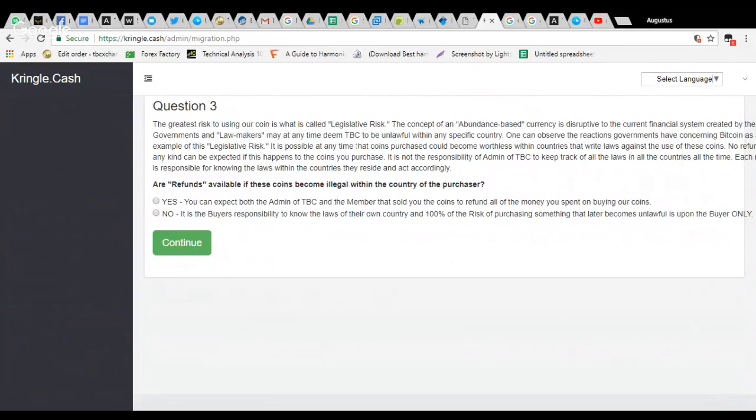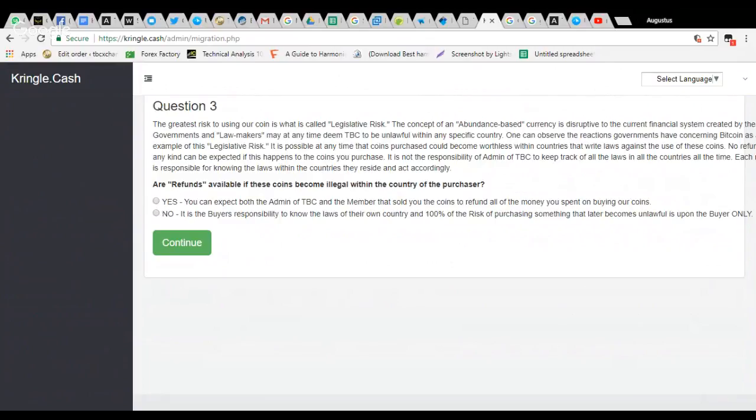So this is saying that if there is any federal law in your country that says that cryptocurrency is unlawful, it is your responsibility to know the laws of your country, but it is not the duty of admin to know the laws of your country. So you have to bear any risk in buying TVC coin.